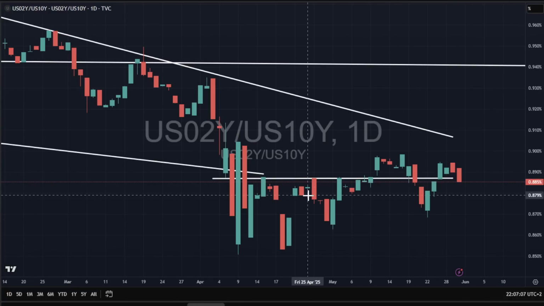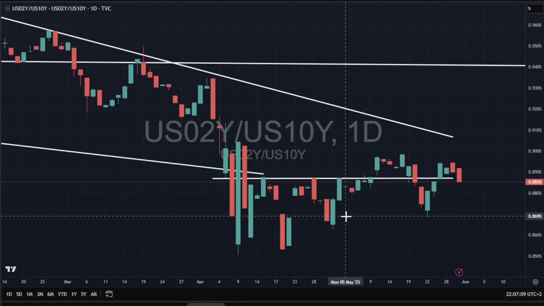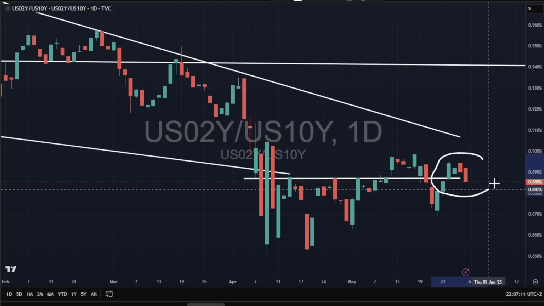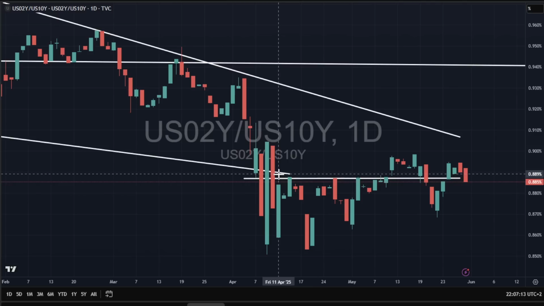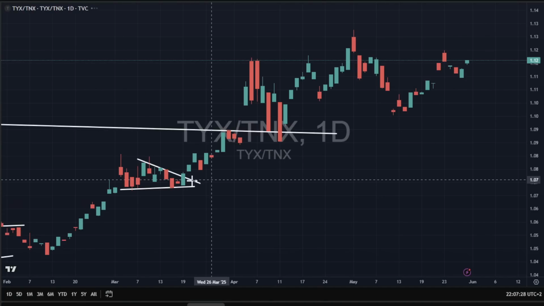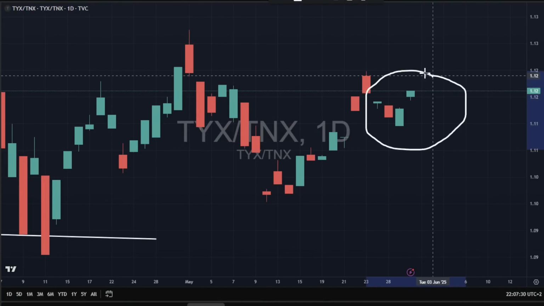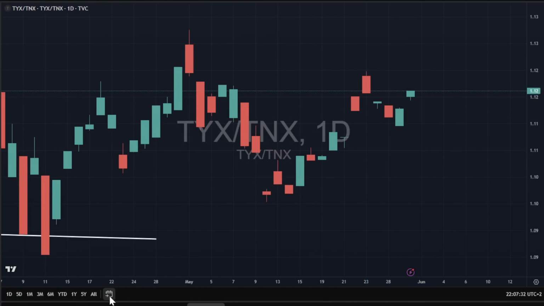The 2 and the 10, pulling back, a little bit of yield curve uninversion where it's pulling back. So we've got a little bit of an uninversion of the yield curve, and we've got the dollar sideways. So I would say it's a slight tailwind behind gold, just an ever so slight tailwind. The TYX/TNX ratio is up as well, and there's your slight tailwind behind gold.